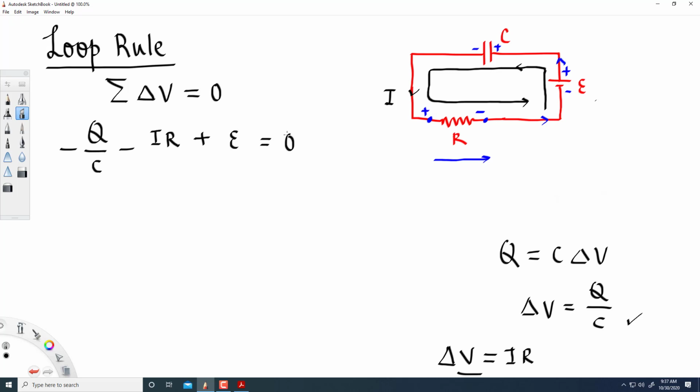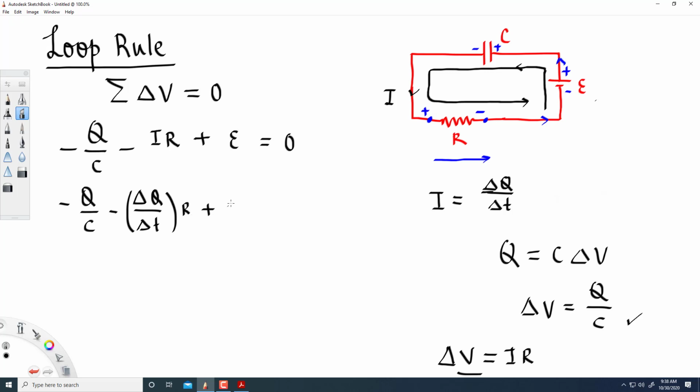Now we can rewrite this equation, minus Q over C. The definition of I is change in charge over some change in time. Okay, how much charge is flowing through some interval of time. That's the definition of current. So we can write this as I as delta Q over delta T.